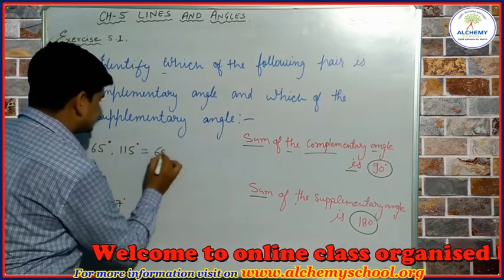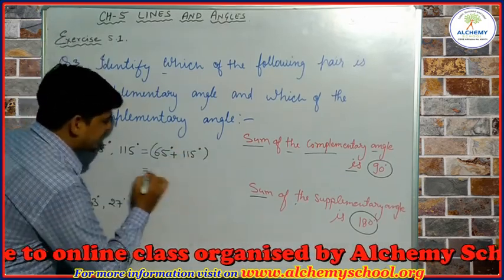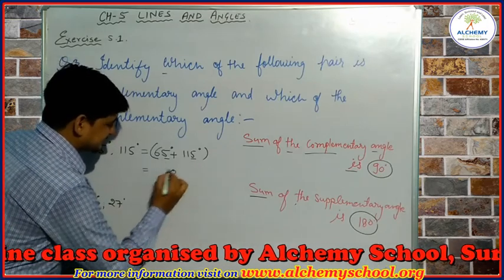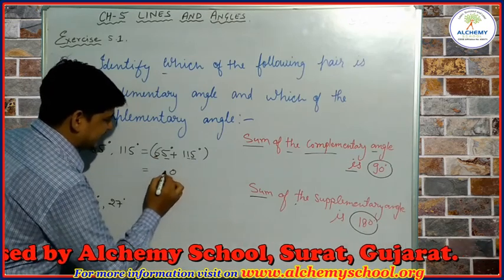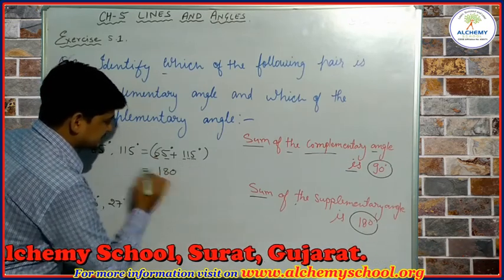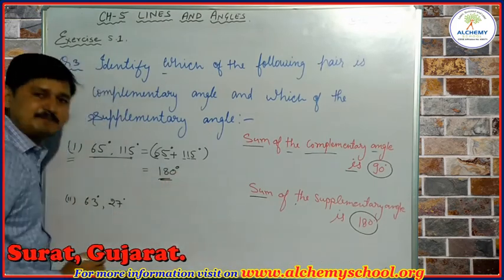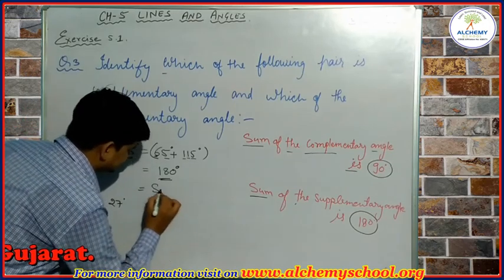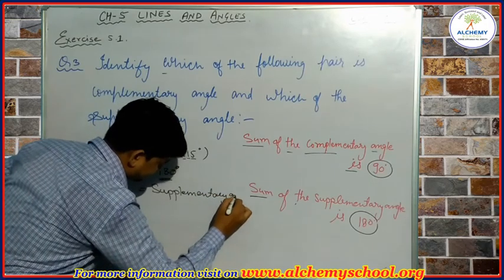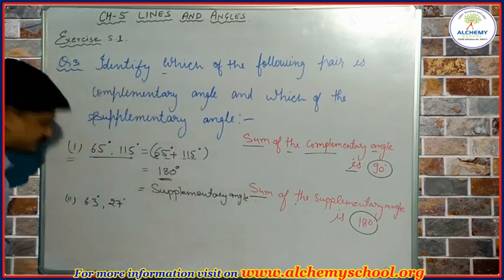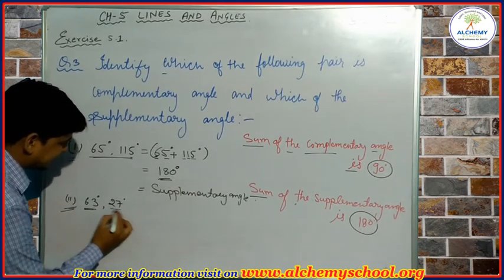So we can write 65 degrees plus 115 degrees. When we add: 5 plus 5 is 10, 0 and 1 carry; 1 and 6 is 7, 7 and 1 carry is 8, and 1. So it is 180 degrees. It means these two angles are supplementary angles. We have to apply the same procedure with the second pair. You can see here one angle is 63 degrees, the second angle is 27 degrees.